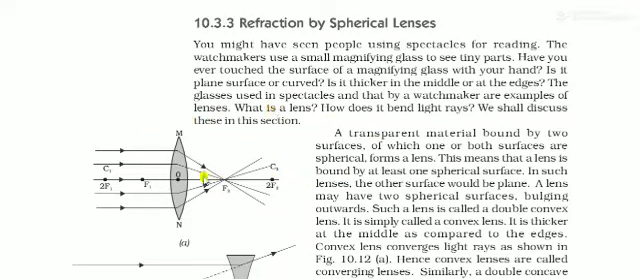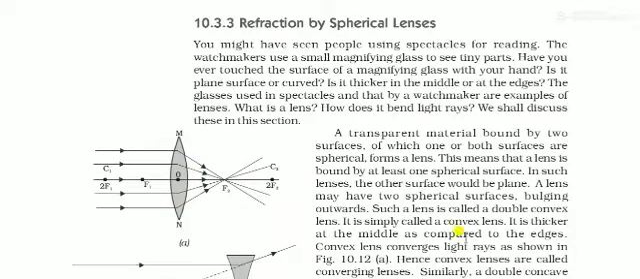So see here, the first lens is showing here. It is a convex lens. Why is it convex? Here it is written, a lens may have two spherical surfaces bulging outward. So see, there are two surfaces in this case and both are bulging outwards. So that lens is called a convex lens, and it is also called a double convex lens. Why? Because it has two surfaces. That's why it is called a double convex lens. So this is a convex lens.